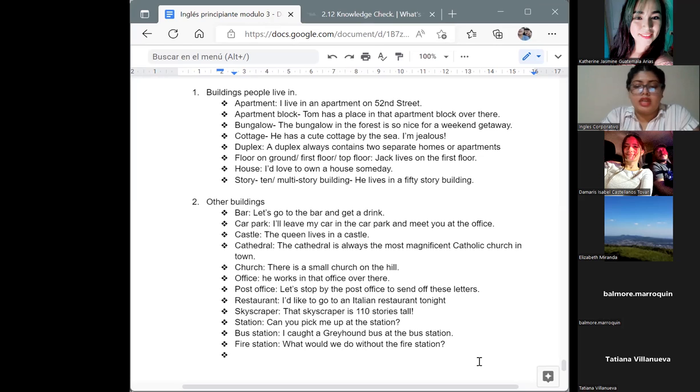Then we have the police station. La estación de los policías. And it says the police station is located down this road. And the last one, we have the airport, el aeropuerto. I need to get to the airport by 6 o'clock.